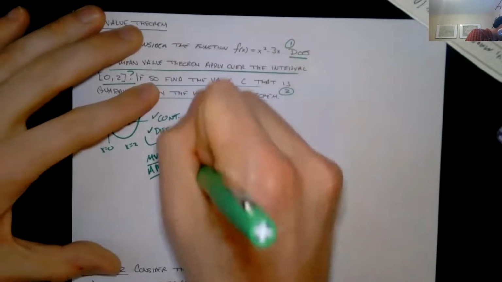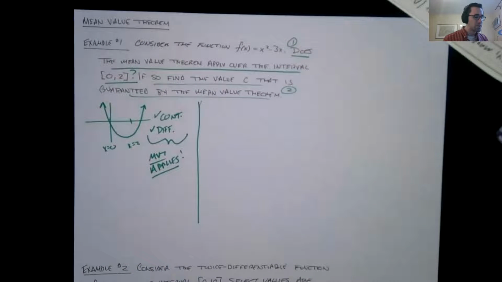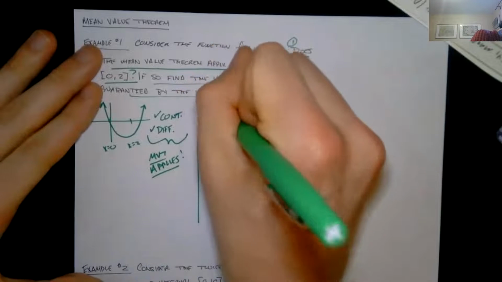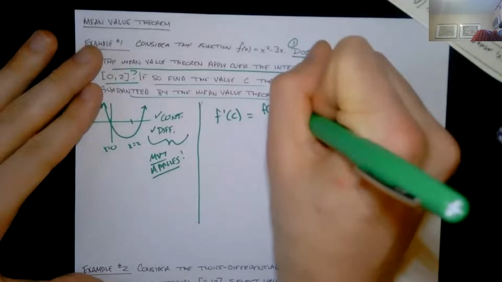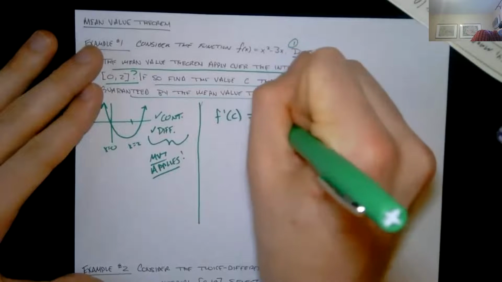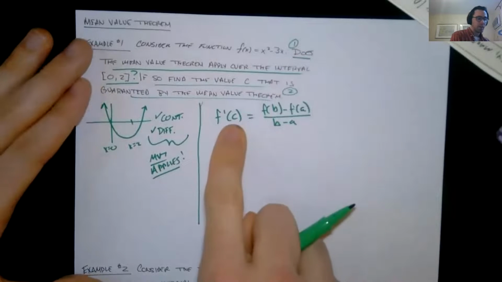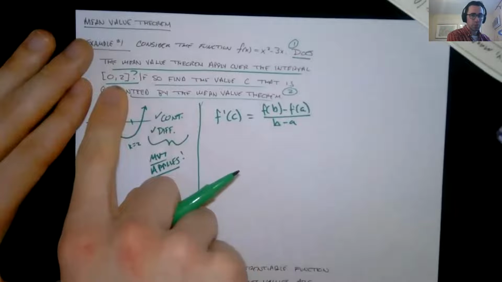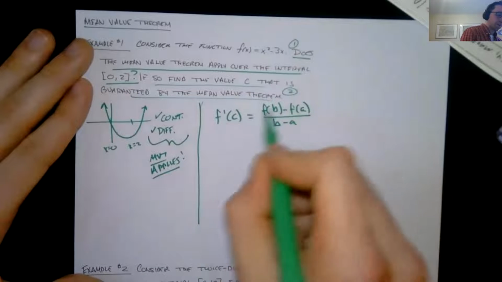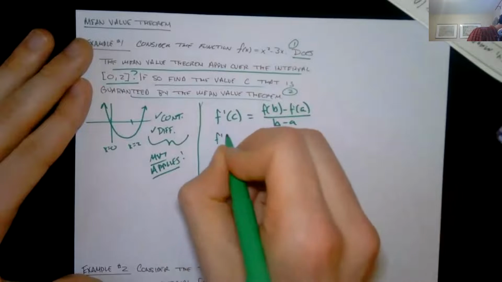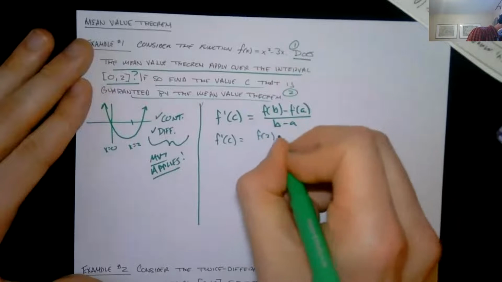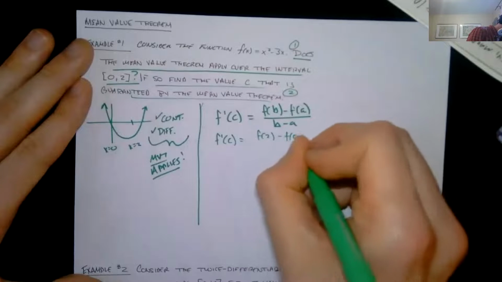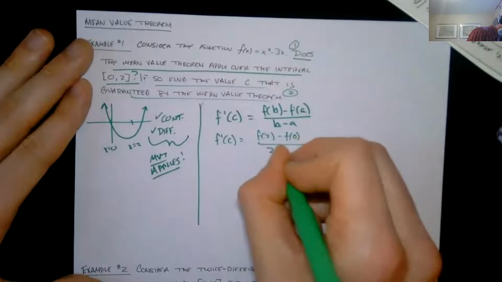So now the next part is where it gets a little bit tricky, so I'm gonna really break it down. Once I know the mean value theorem applies, I know this equation is going to be true for some value c. And that value c is gonna be between that interval 0 to 2. So let's find out what that is first. I'm gonna keep f prime of c here for now. b is gonna be 2, and a is gonna be 0. That's my left and right endpoints, 2 minus 0.